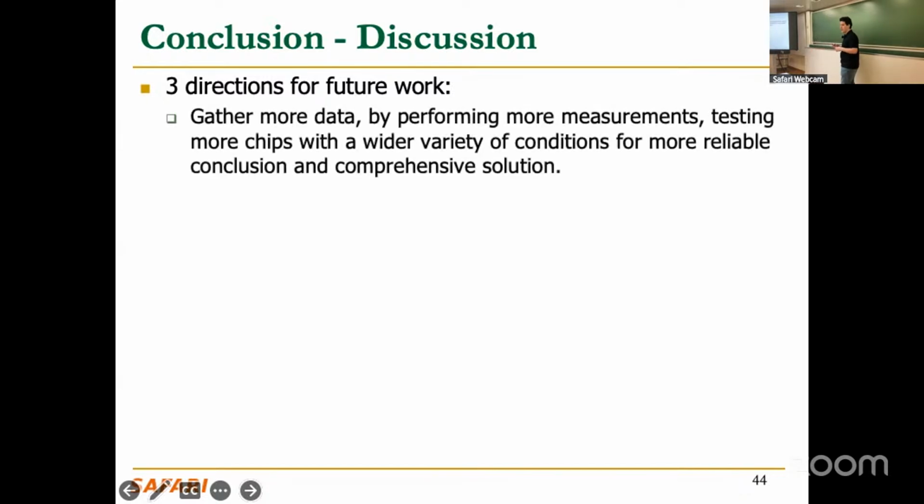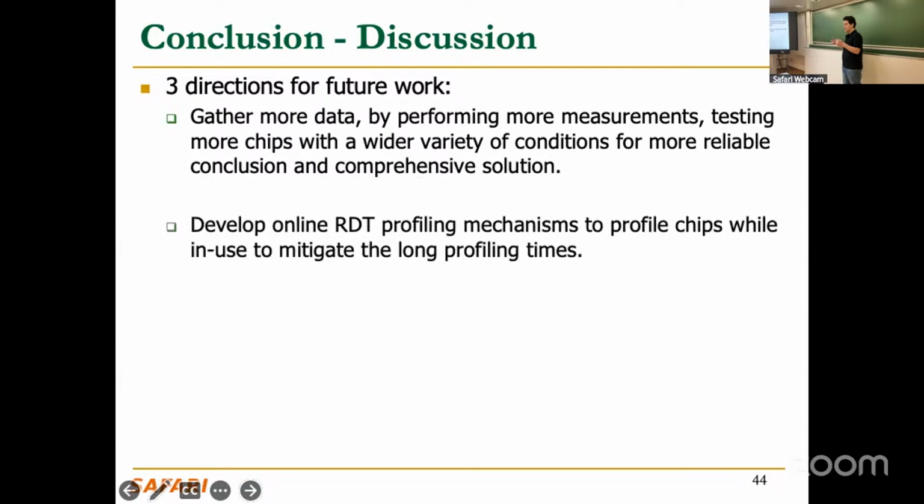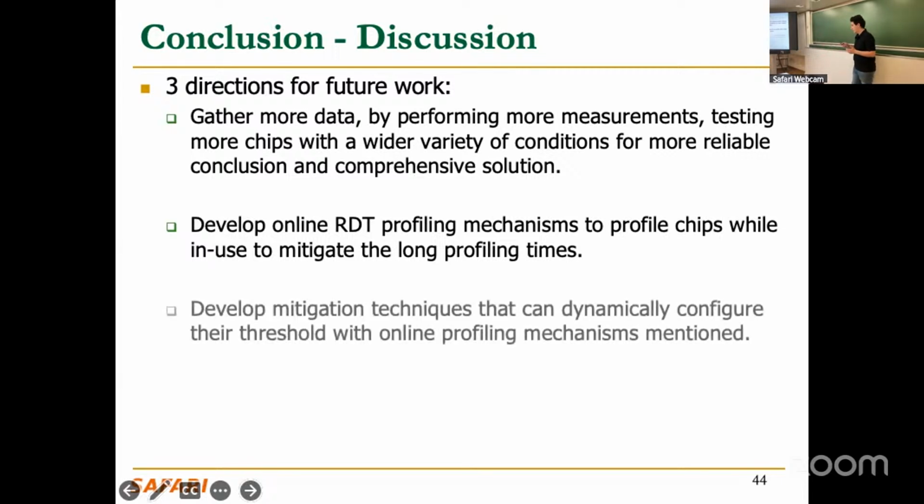In the future, we can gather more data by performing more measurements, of course, testing more chips under a variety of new environmental conditions to come to more reliable conclusions, as well as maybe a more comprehensive solution that considers additional factors. We can also develop online profiling mechanisms that can measure these threshold values while the chip is in normal use, to mitigate the long profiling times that we have shown before. And lastly, we can develop mitigation techniques that can dynamically configure themselves by using the online profiling mechanism that we would like to implement in the future.